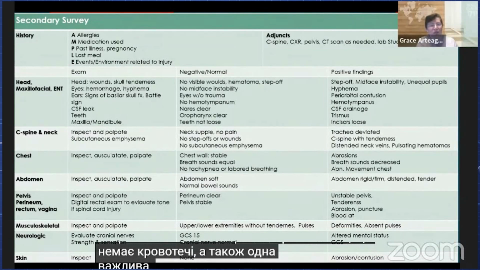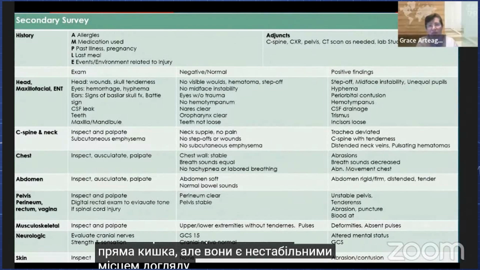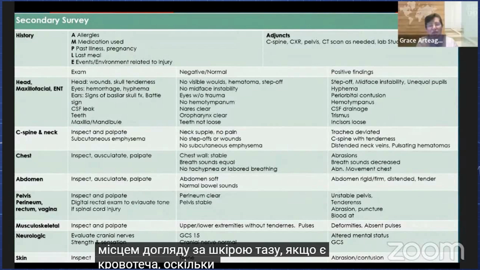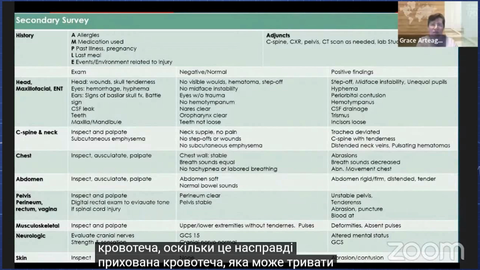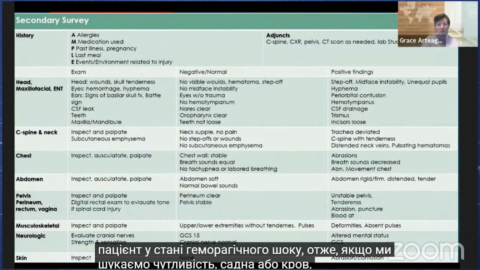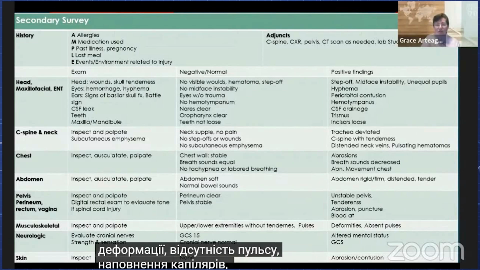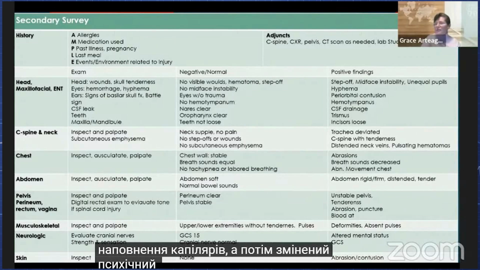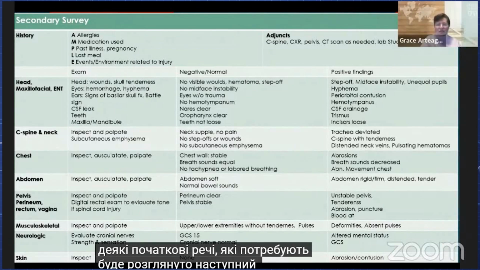One thing that's important is the pelvis, peritoneum, and rectum. Particularly an unstable pelvis can kill a patient if there's a hemorrhage, because it's an occult bleeding that can continue and keep the patient in hemorrhagic shock. So we look for tenderness, abrasions, or blood. And then extremities: you all know deformities, the absence of pulses, capillary refill, and then altered mental status. So with that, I think we have covered some of the initial things that need to be addressed.